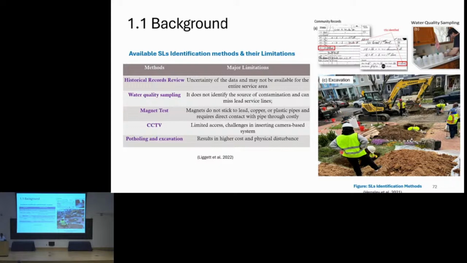You can see here, we visited Washington, D.C. In one location, they are testing the types of materials. They had to close the entire neighborhood, and you can see the physical disturbance it's causing. As per the American Water Association, they currently do not have any convenient technology that can easily and cost-effectively help them identify, or at least tell, whether a line is made of lead or not.